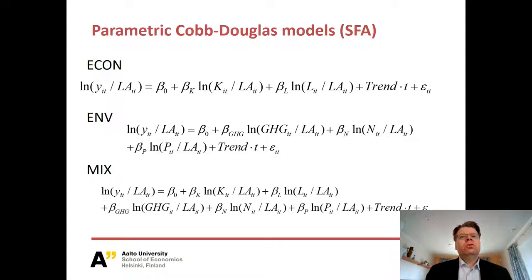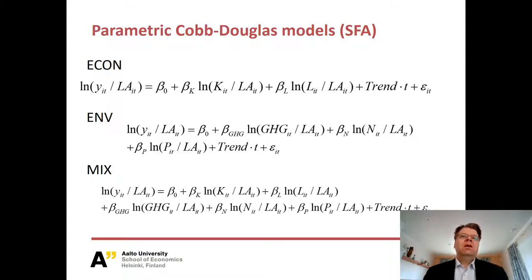For comparison, I also consider the parametric Cobb-Douglas model. In the following slides I will refer to it as SFA, but this label SFA is maybe to some extent misleading, because I do not really try to decompose this composite error term into inefficiency and noise components. So this is just parametric regression, a conventional econometric approach with a Cobb-Douglas production function.